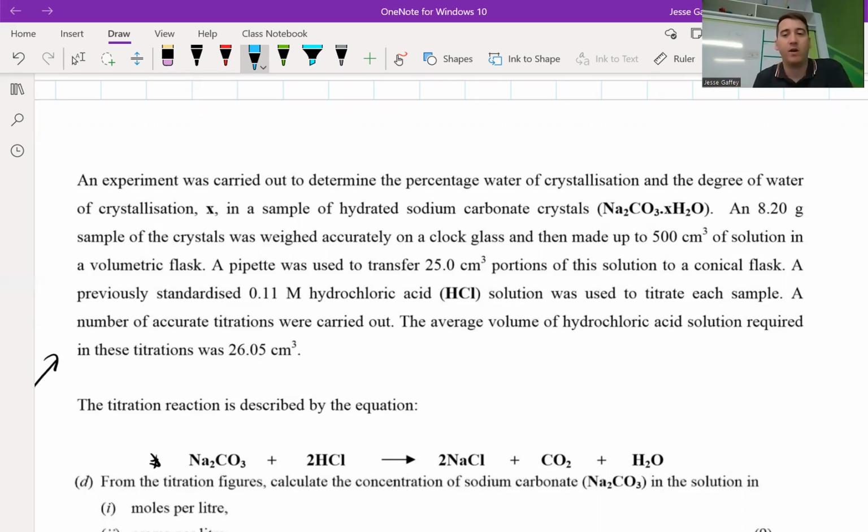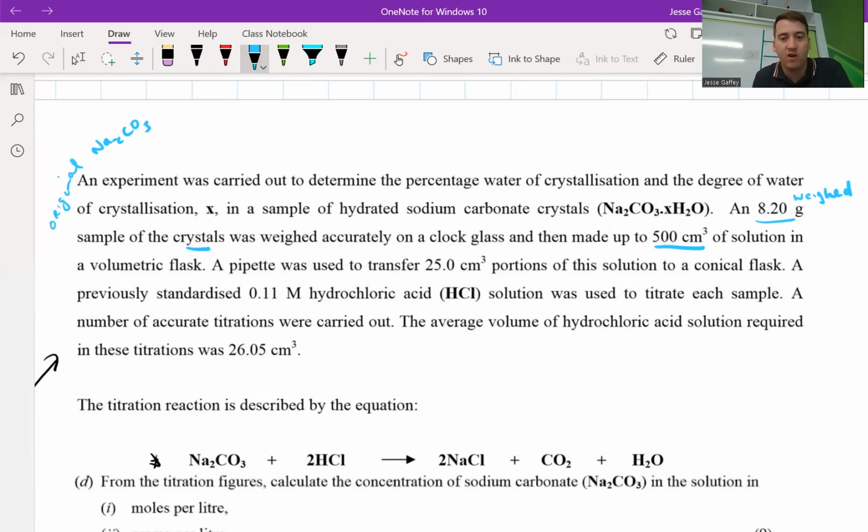All right, it says an 8.2 gram. So this was how much was actually weighed. This was how much was weighed of the sample of crystals, was accurately weighed on a clock glass and made up to 500 centimeters cubed of solution in a volumetric flask. So this is our original solution of Na2CO3. Now, of course, we didn't use all of that in each titration, I don't think. So let's go ahead and see here what it says.